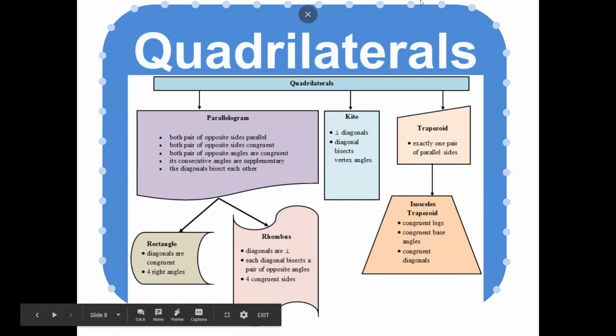So that's quadrilaterals, and just a general overview.